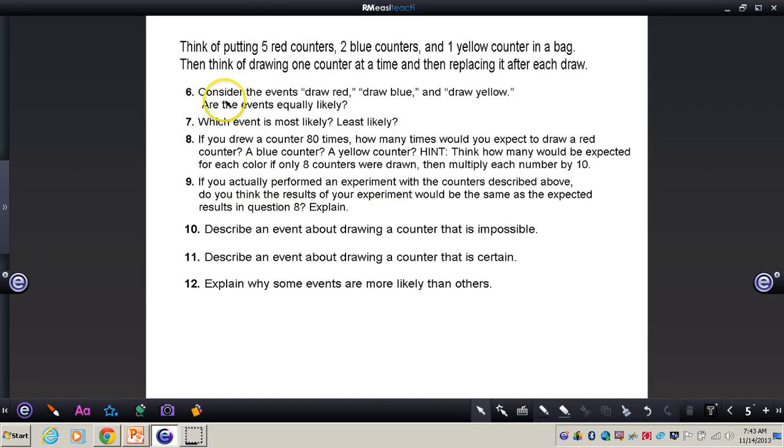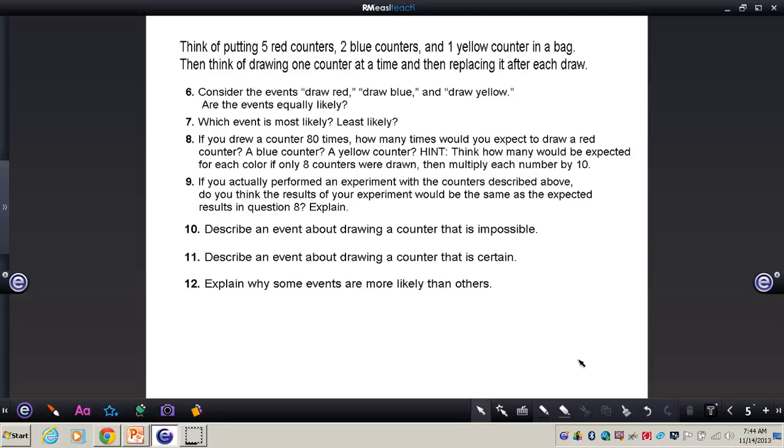Okay, now we have the scenario at the top. It says, think of putting 5 red counters, 2 blue counters, and 1 yellow counter in a bag. Then think of drawing 1 counter at a time and then replacing it after each draw. Okay, so taking a look at number 6, it says, consider the events draw red, draw blue, and draw yellow.